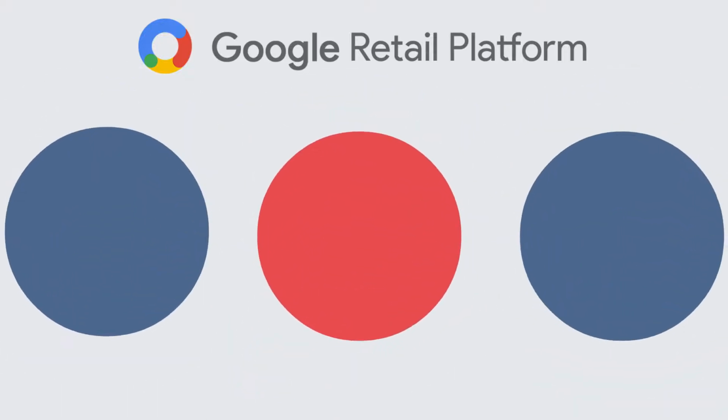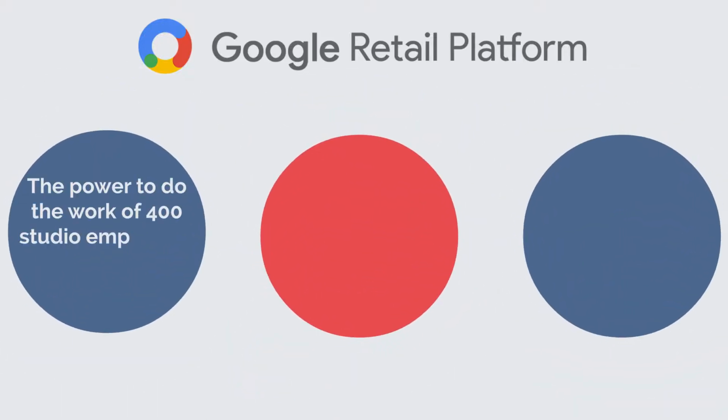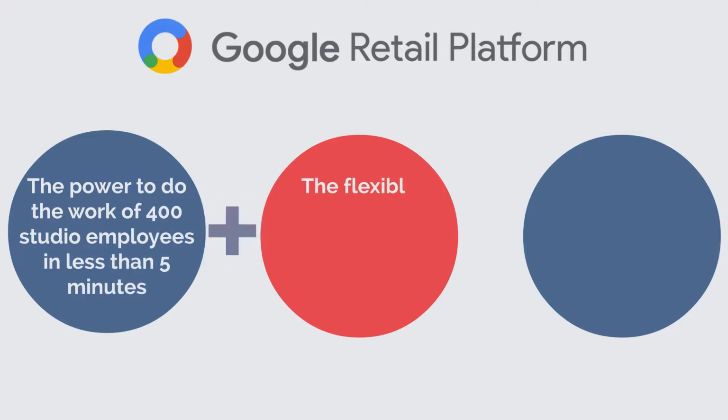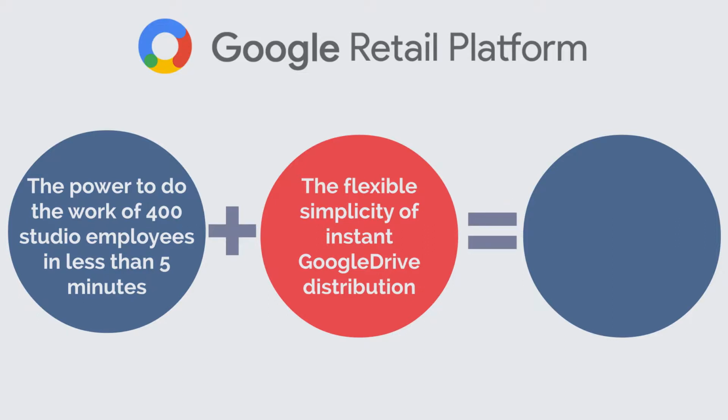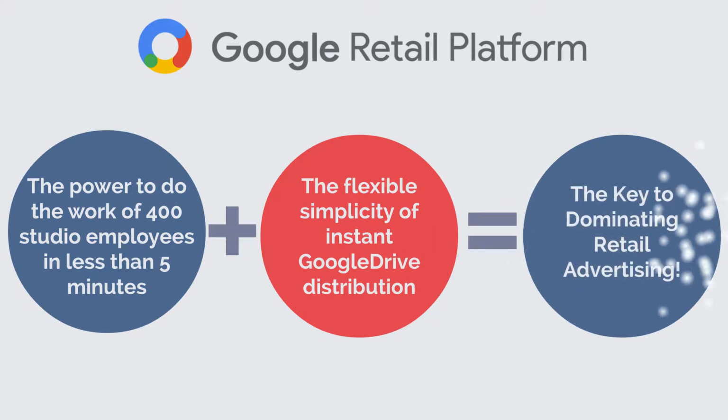With the power to do the work of more than 400 studio employees in less than 5 minutes, combined with the flexible simplicity of personalized assets magically appearing in local folders across the country, the Creative Matrix and the Google Retail Platform are the key to dominating retail advertising.